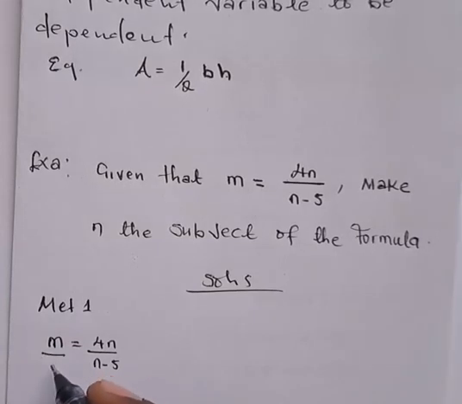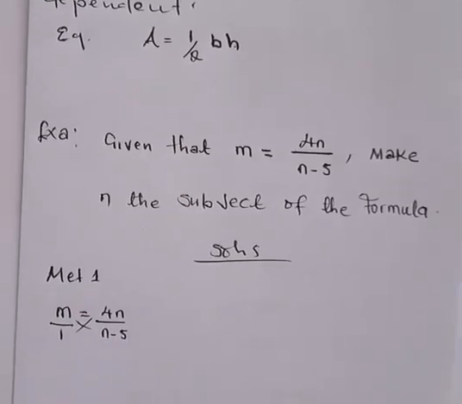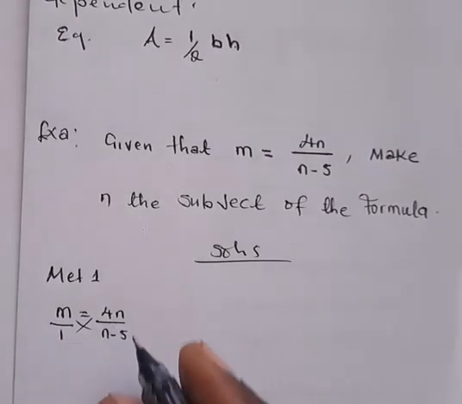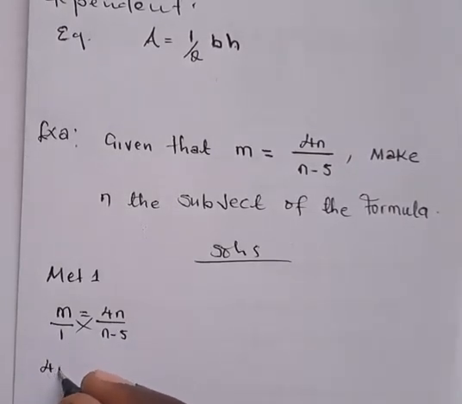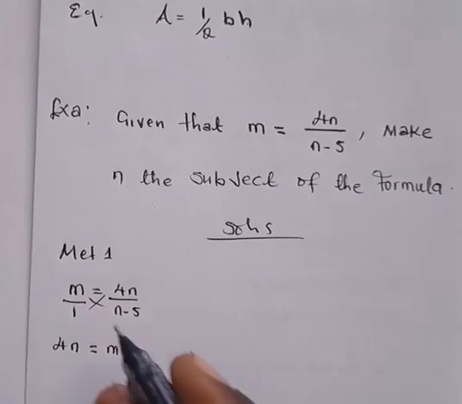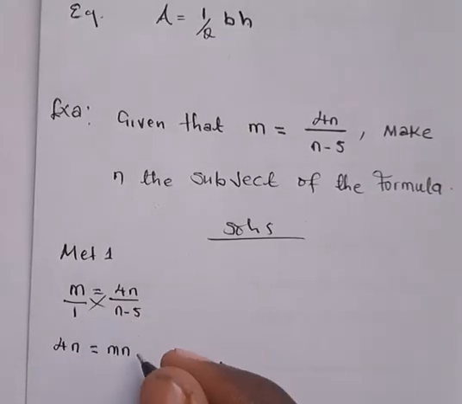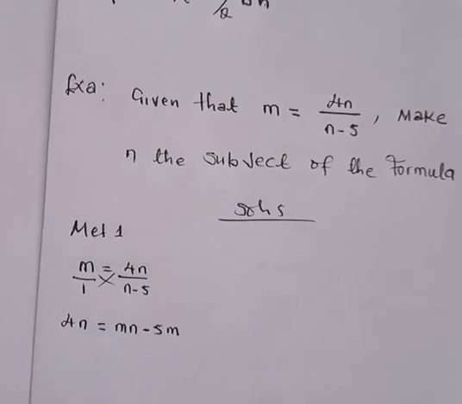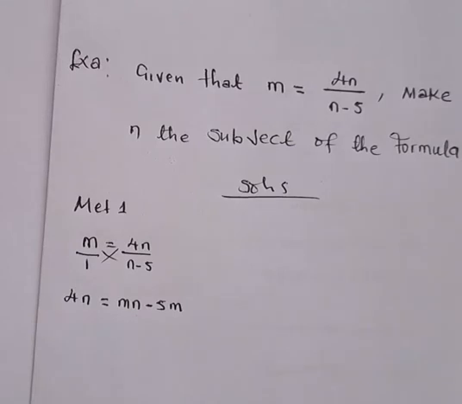When we divide this one by 1, we just cross multiply. Then 4 times 1 times n will be 4n. Then m times n will be mn. M times negative 5 is negative 5m. Then from here we collect the like terms.